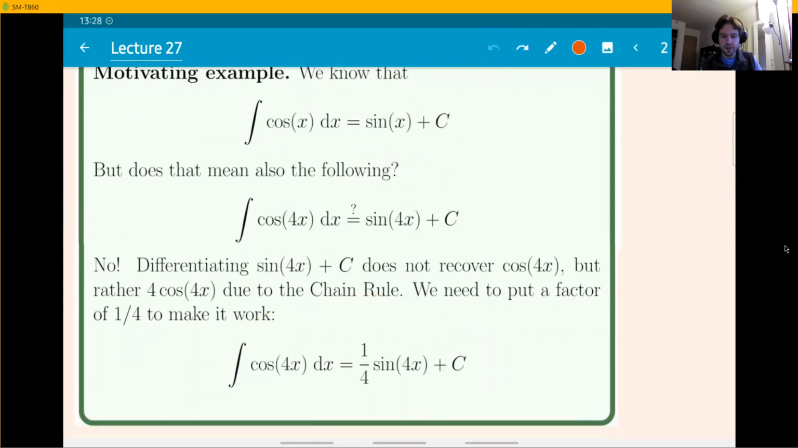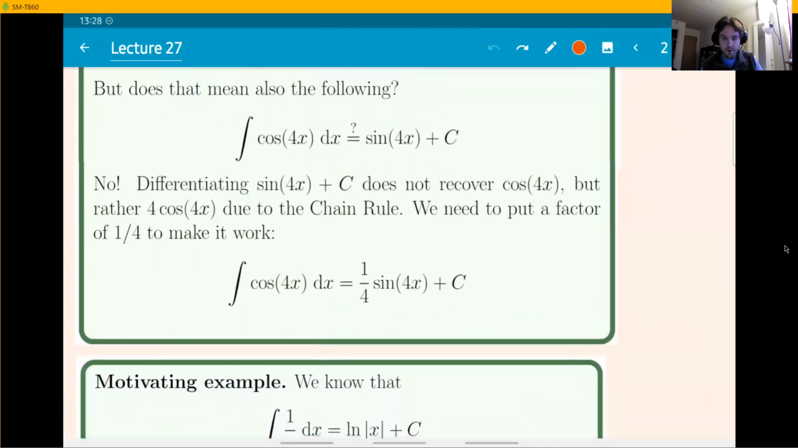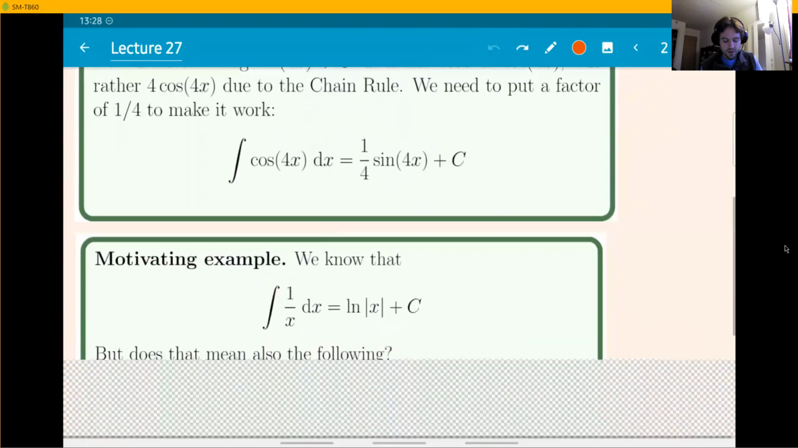All right, just once again, think about the chain rule. When you differentiate this part, because of the chain rule, this 4 will come outside and cancel with this 1/4, leaving you with just cosine of 4x. So this is a motivating example. I just have another one.